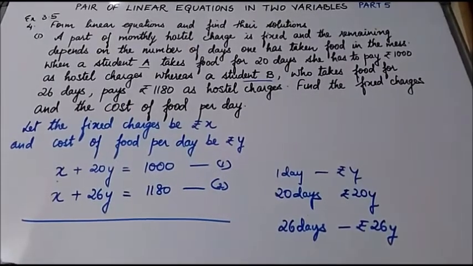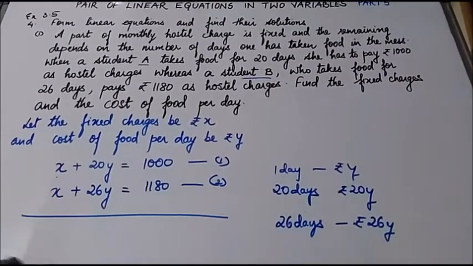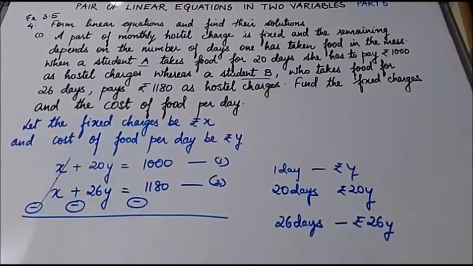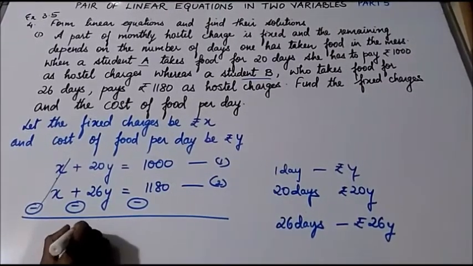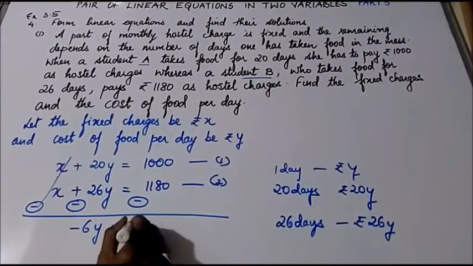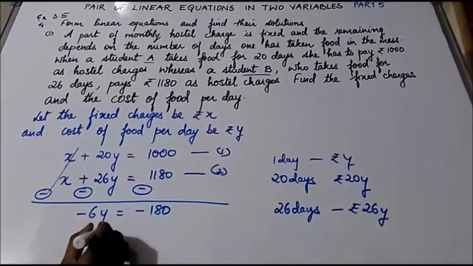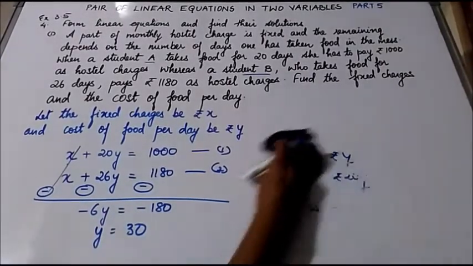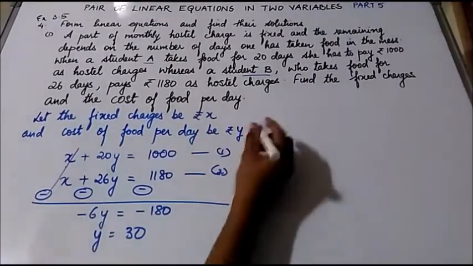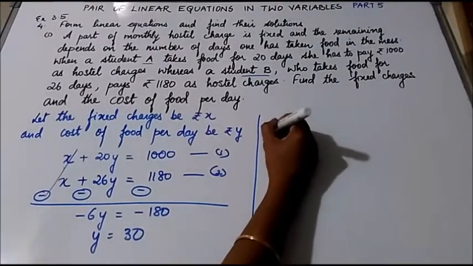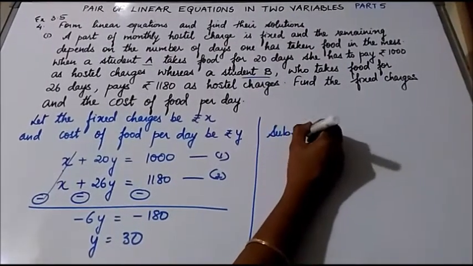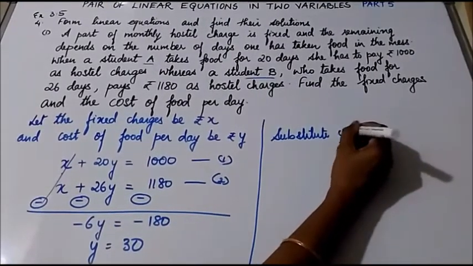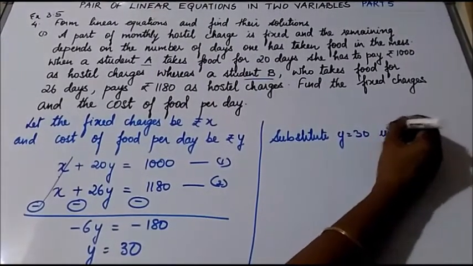We have to subtract equation 2 from equation 1. X minus X will get cancelled. This will come minus 6Y is equal to minus 180. Y is equal to 30. Now substitute Y is equal to 30 in equation 1.